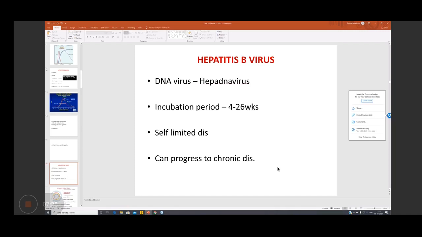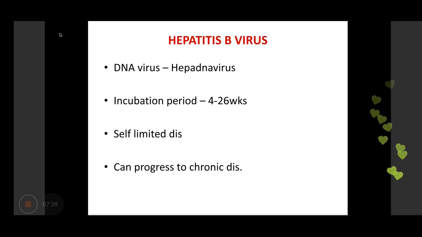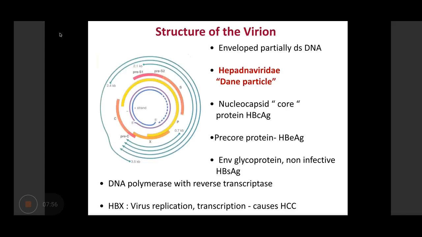Now, this is a hepadnavirus. This is hepatitis B virus, which is a DNA virus. Incubation period is longer than you see in A and E, so it is 4 to 26 weeks. Now, here again, I've written self-limiting, I'll just tell you about that, and it can progress to chronic disease.